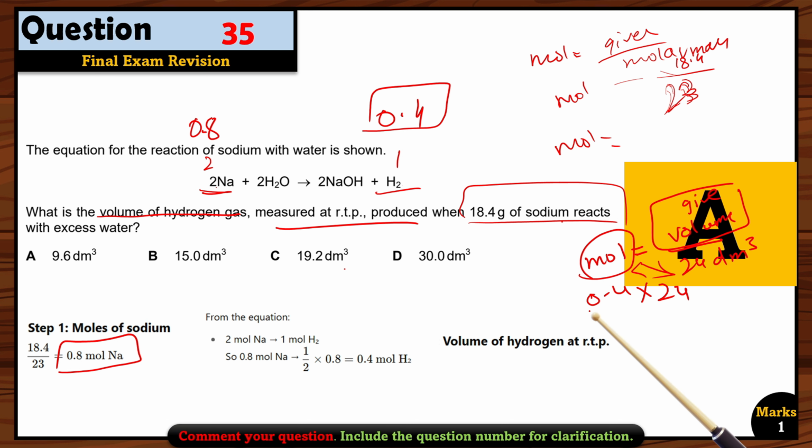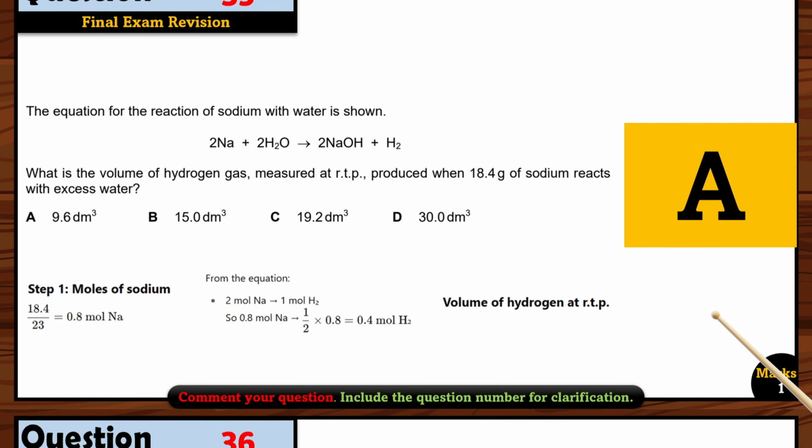Okay, so when you multiply them, you will get 9.6 dm cube. So option A is the right option.